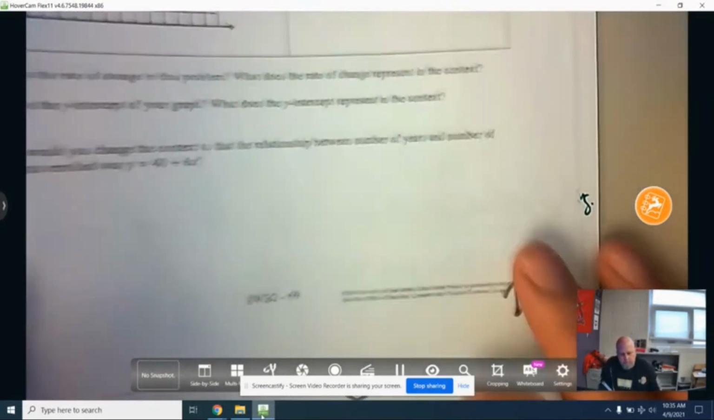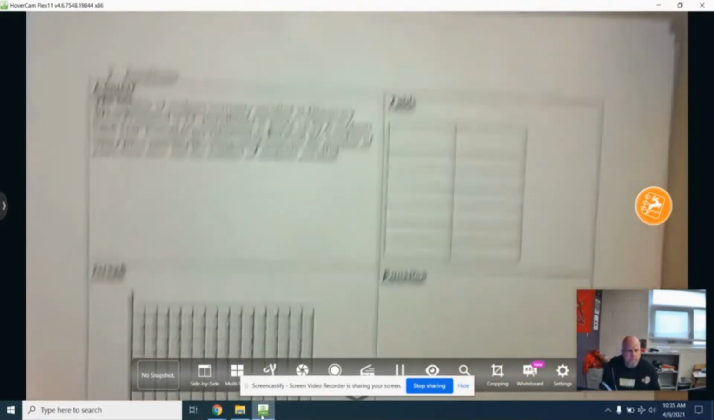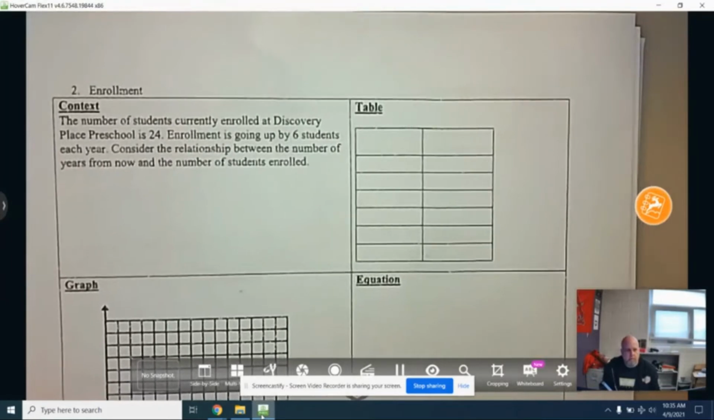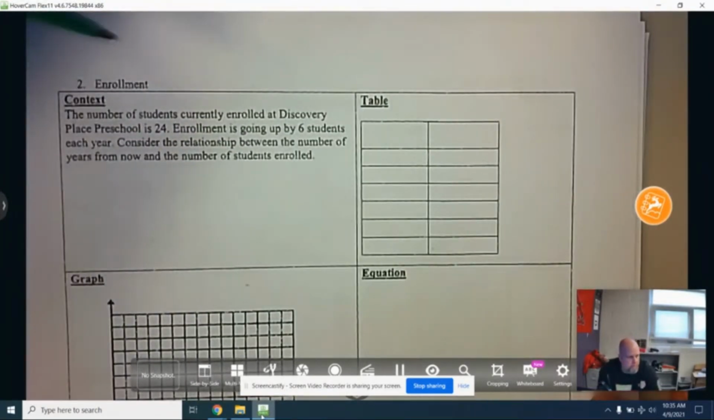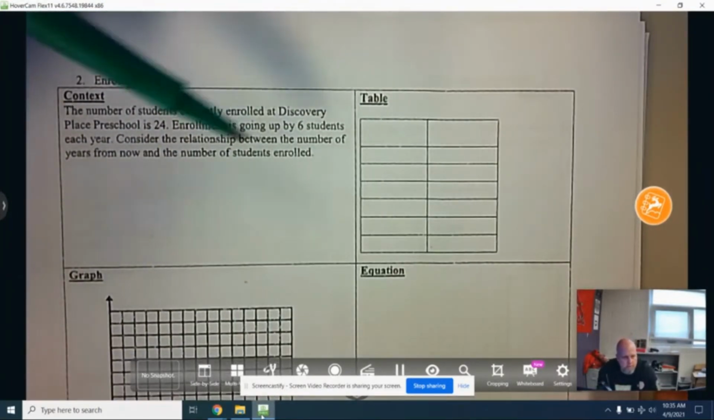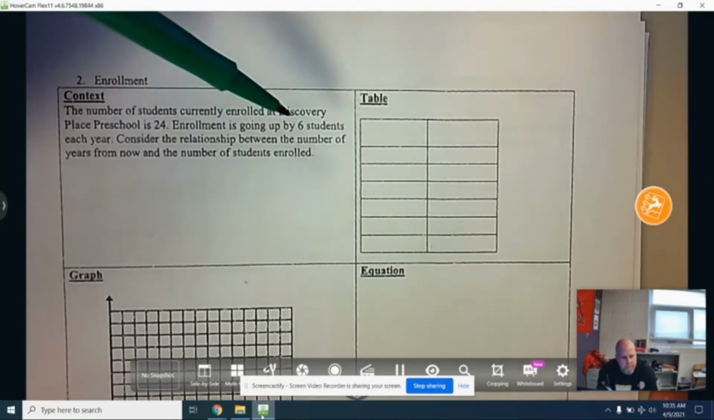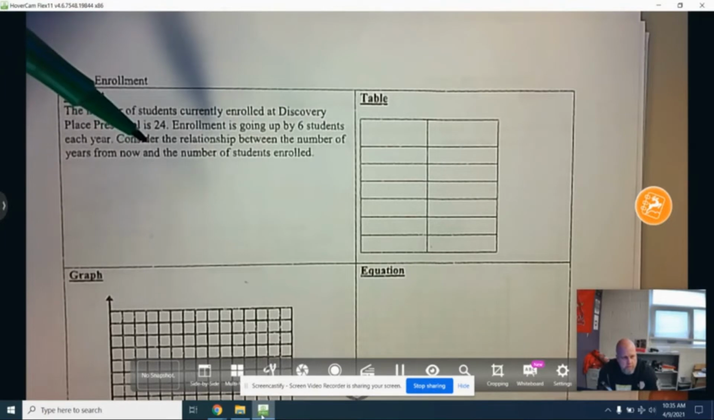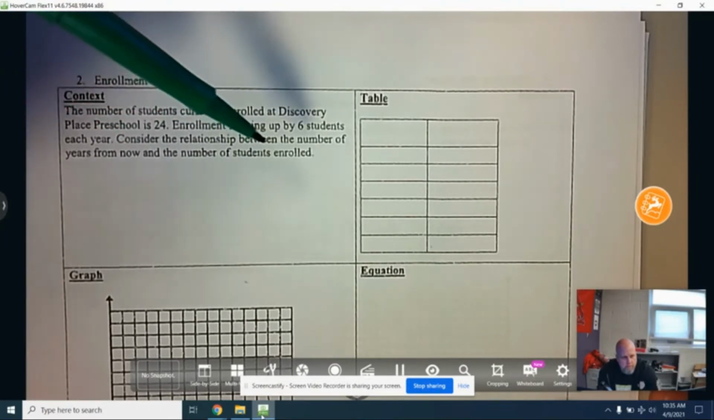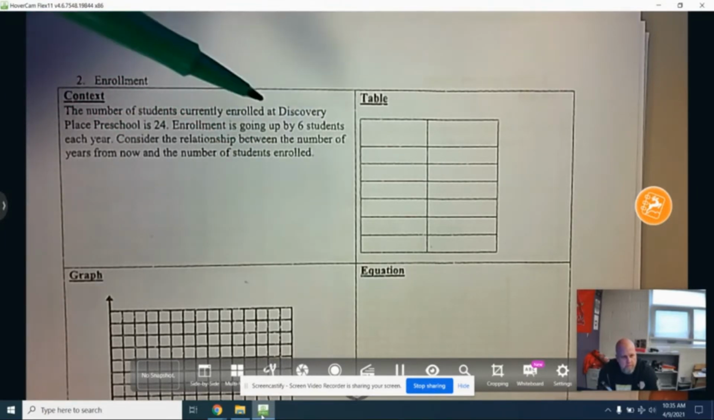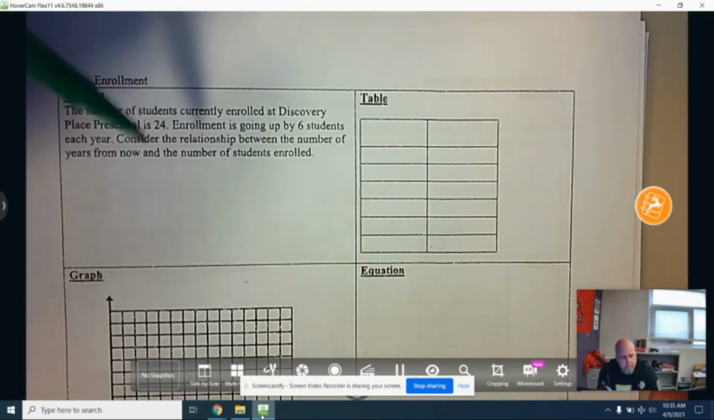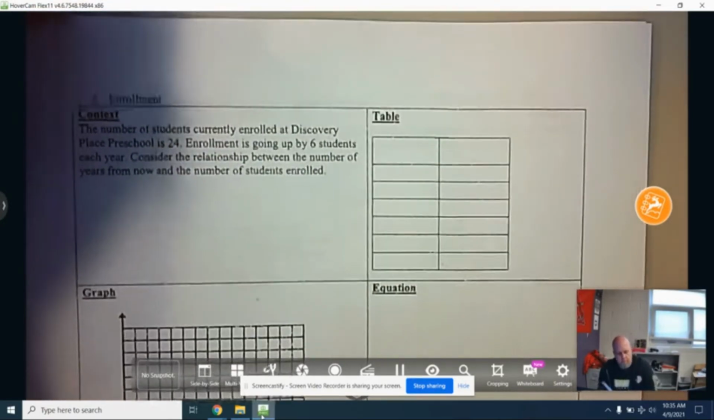Okay, let's go to page 23. Okay, so page 23, we have a different story. Number of students currently enrolled at Discovery Place Preschool is 24. Enrollment is going up by 6 students each year. So consider the relationship between the number of years from now, and the number of students enrolled.